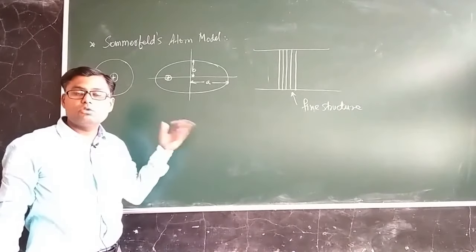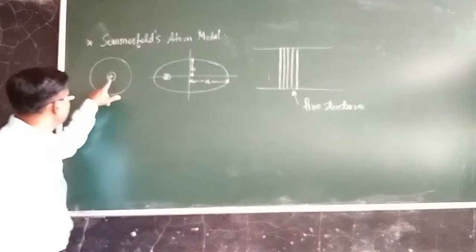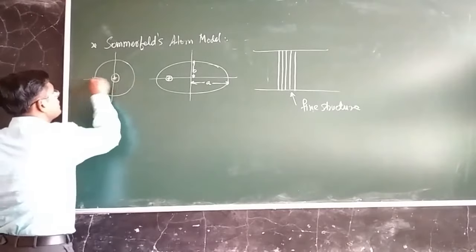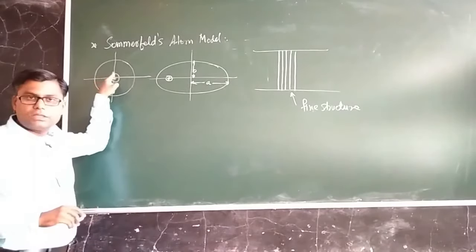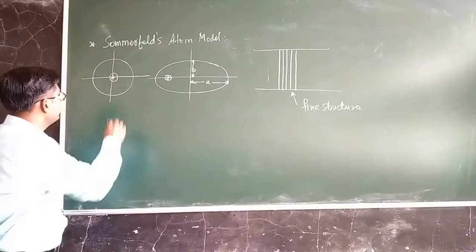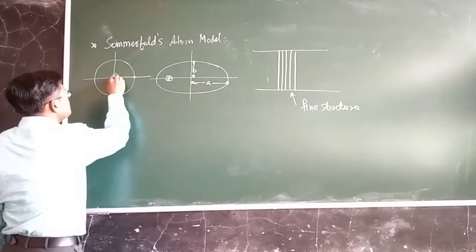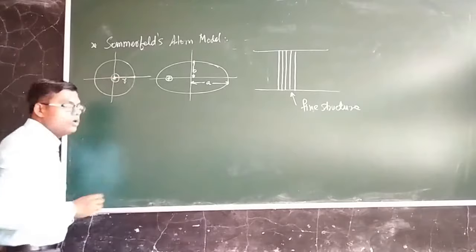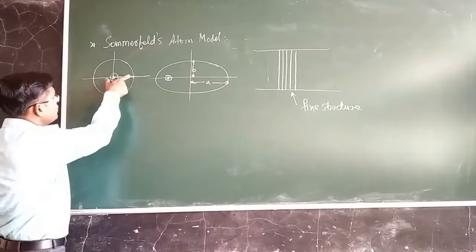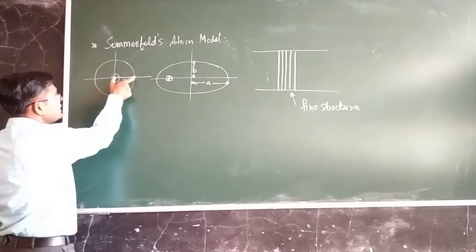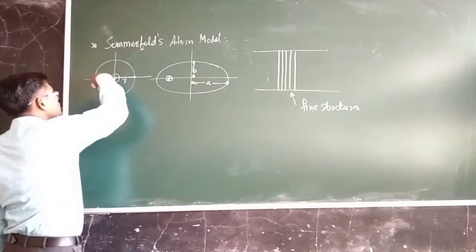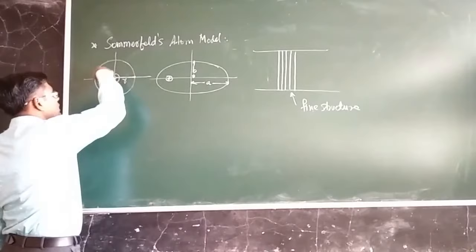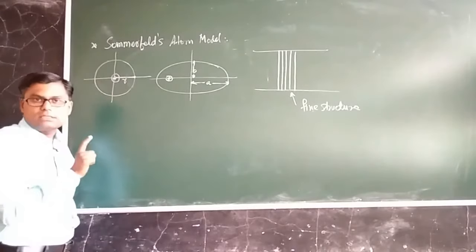Now Sommerfeld has given the concept of elliptical orbit, so what difference would it make? Suppose these are the coordinate axes. Whenever the electron moves in a circular orbit, its radius will be constant at all times. Suppose the electron is here, then this much radius. Suppose the electron is here, then this much radius. Here also. So everywhere, wherever the electron is, its radius will be constant.